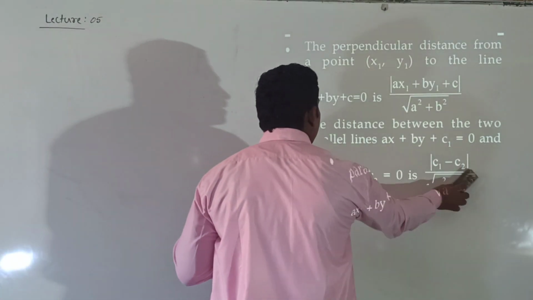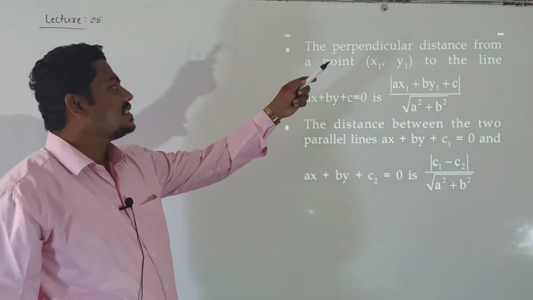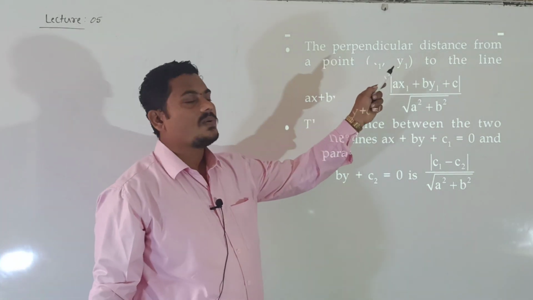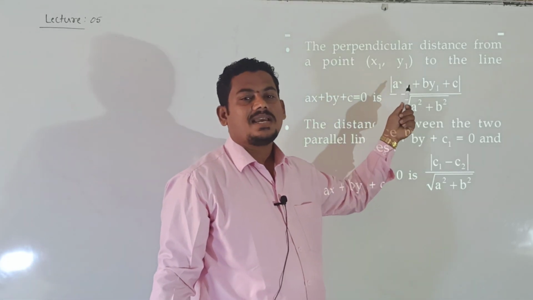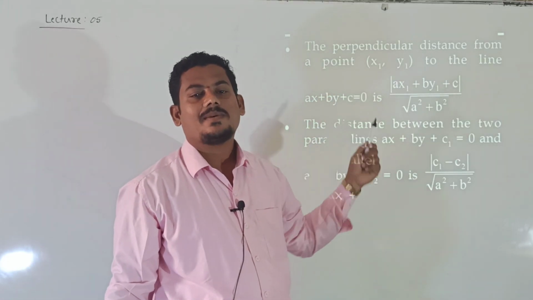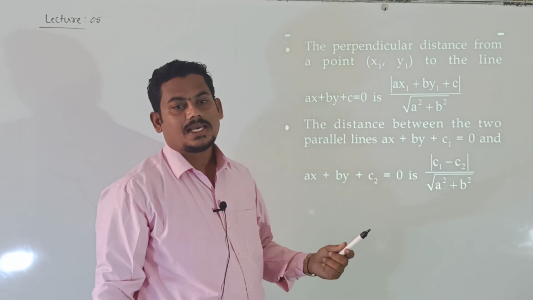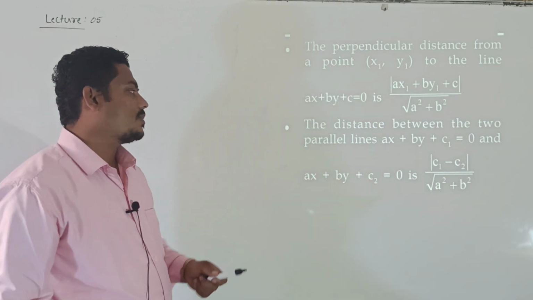Next, the perpendicular distance from a point (x1, y1) to the line ax plus by plus c is modulus of ax1 plus by1 plus c divided by the square root of a square plus b square. This is the distance between a point and a line formula.